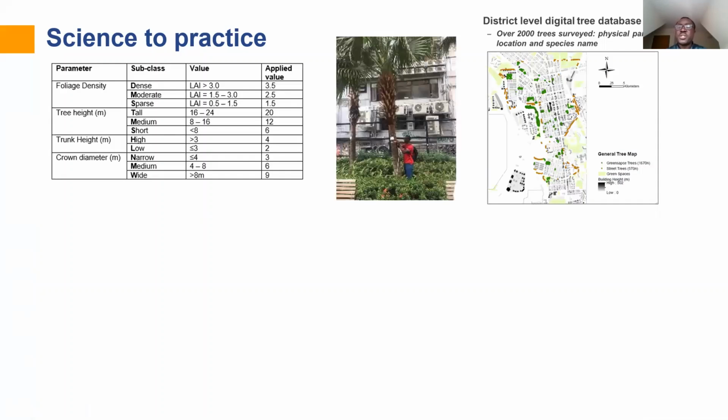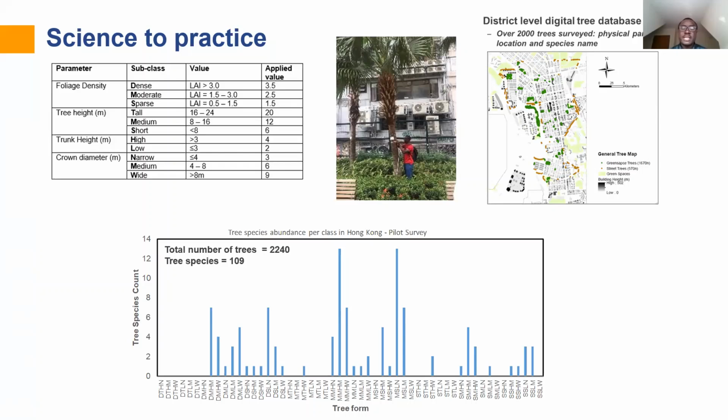So we then had to conduct a tree survey in a selected neighborhood. So this is one of the densest neighborhoods in Hong Kong. And we had to go on a tree survey, trying to measure the physical parameters or the morphological characteristics of each tree. So this is the map that you have here. So eventually we were able to archive over 2,000 trees within the urban landscape. So each of these trees were then grouped based on the tree form that we have developed. And what we have here is over 109 tree species. So for each of these 109 tree species, they actually fall within one of the tree forms.